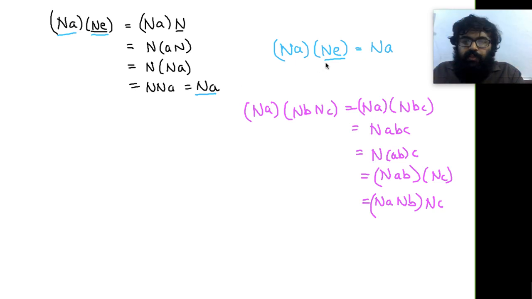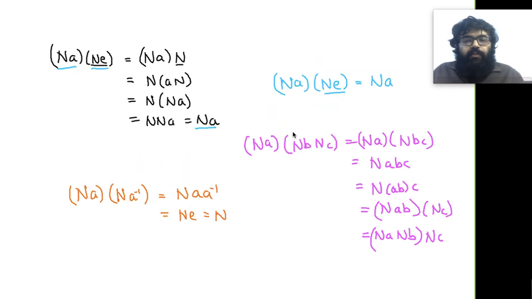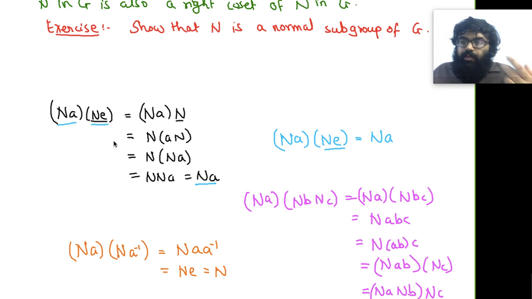So here it is associative, this is the identity, and the product of two right cosets Na and Nb is also a right coset. That means it is closed. Remaining is the inverse. So what should we multiply to Na? We multiply to get the identity. Identity is nothing but Ne. What should we multiply here? We should multiply by Na inverse, so Na inverse, and we know NaNb is Nab. So N a a inverse is nothing but Ne, which is N. So the inverse property is there, associativity is there, identity is there, and closure too. So the set of all right cosets is a group.